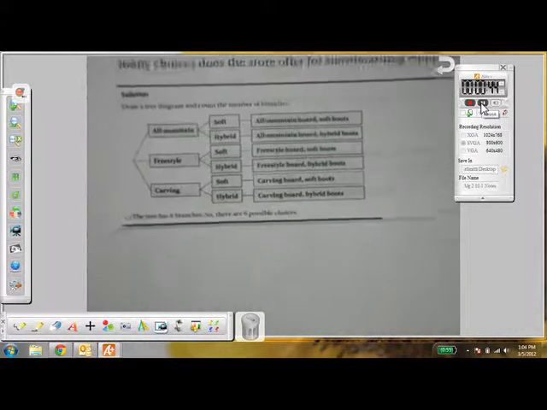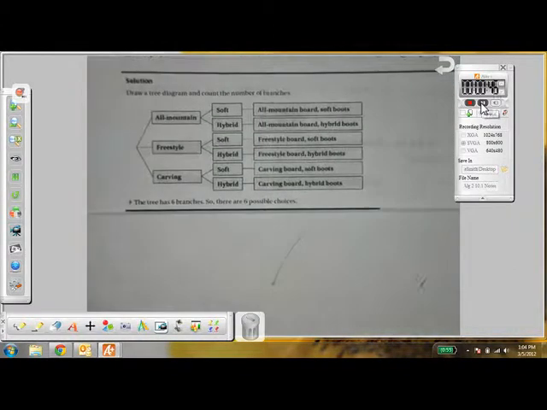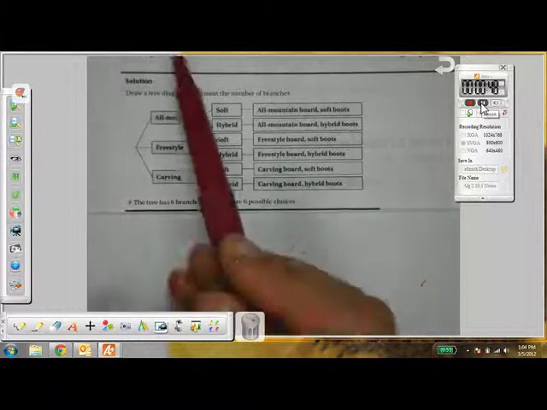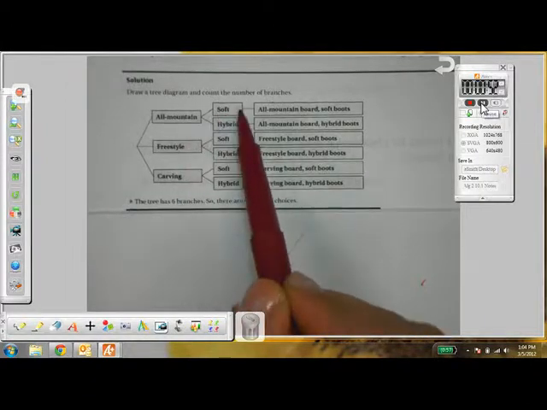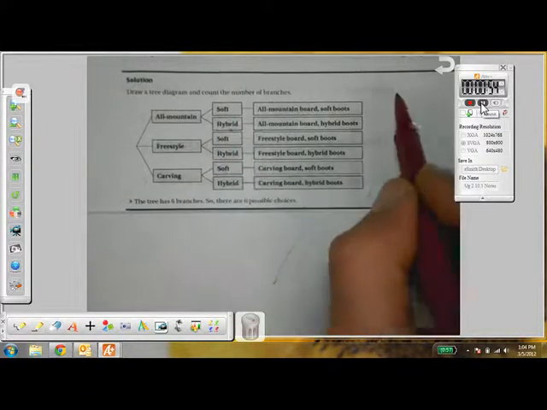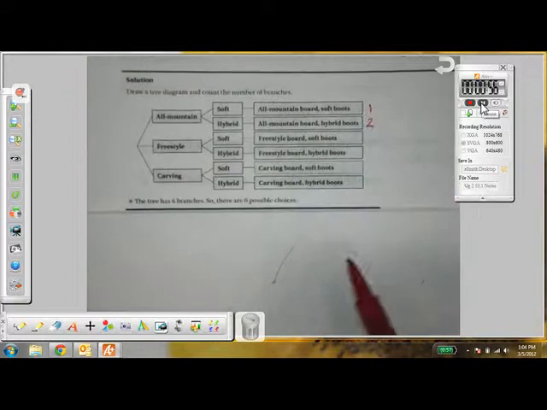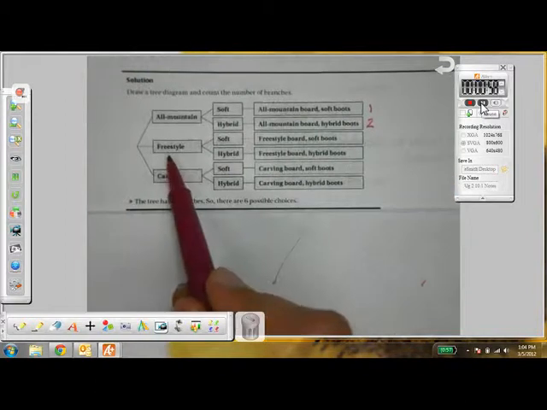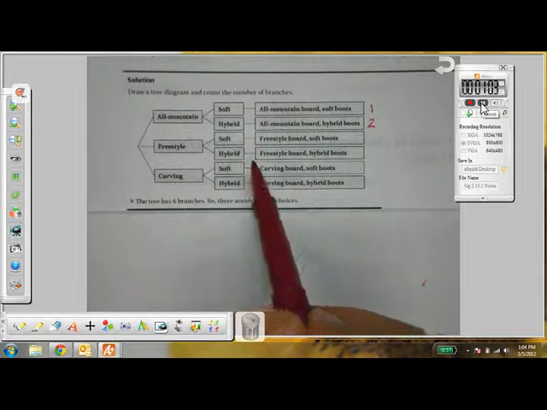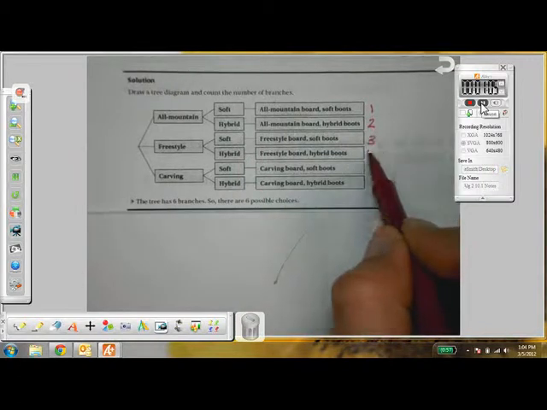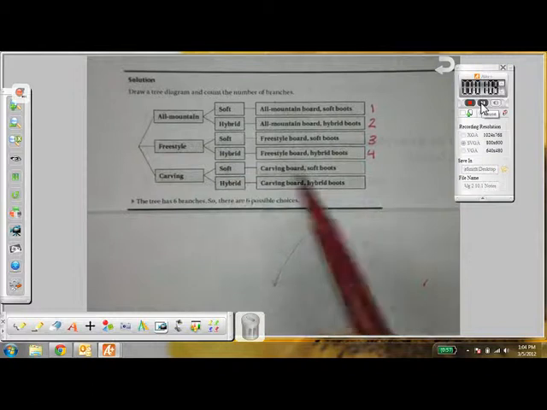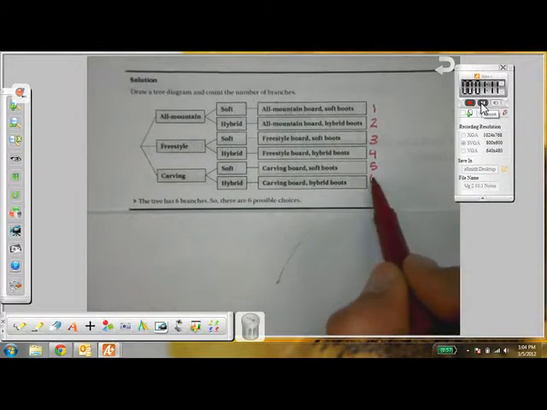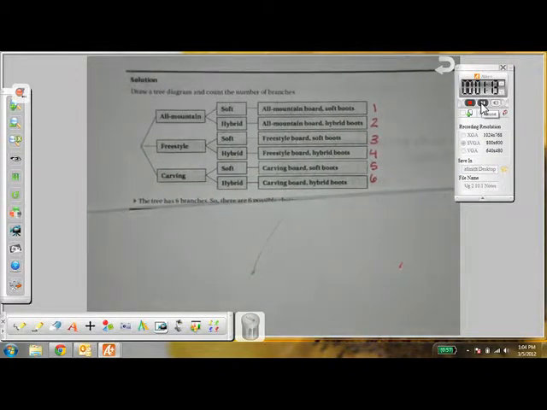What they did was draw a tree diagram for each possibility. If you get an all-mountain snowboard, there are 2 types of boots, soft and hybrid. So that's 1, 2 choices, right? If you have a freestyle board, you can also get soft or hybrid boots. So that is 3 and 4 choices. And if you have a carving board, you can also get soft or hybrid boots. So that is 5 and 6. So how many possibilities are there for your equipment?